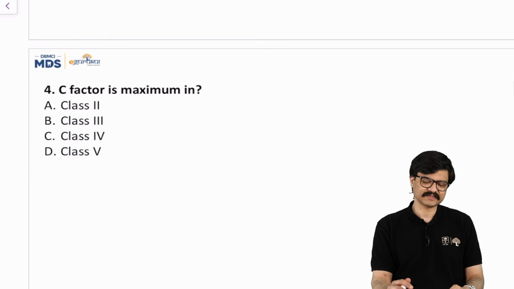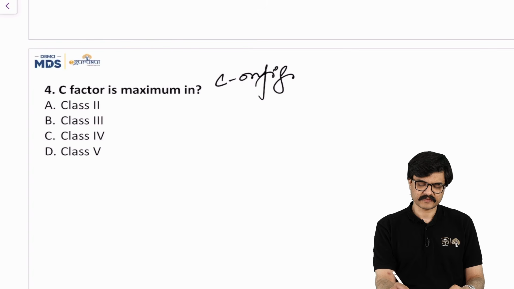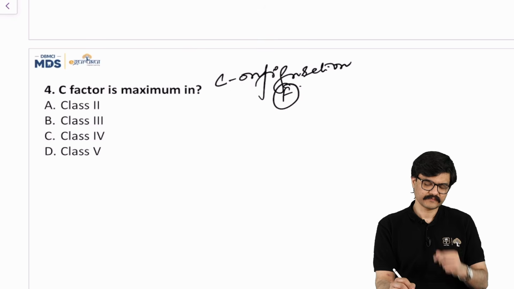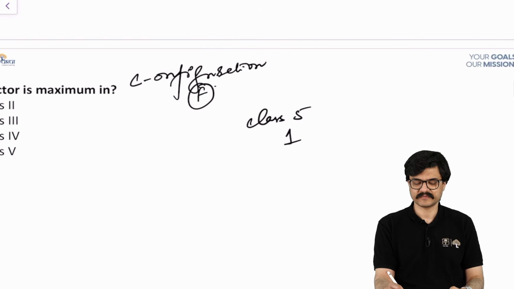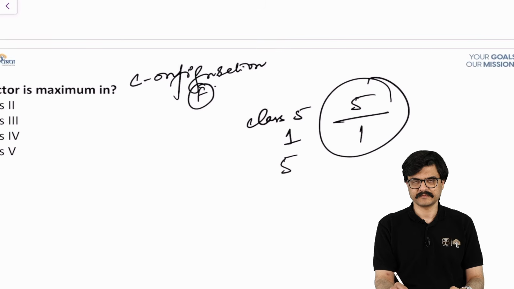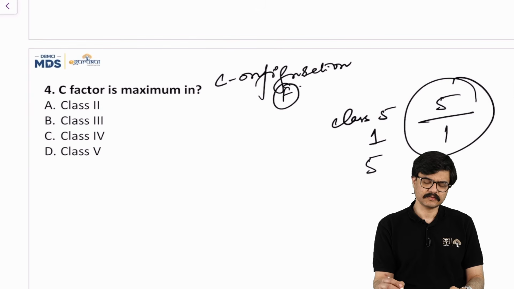C factor is maximum. So C factor is basically the configuration factor. So for class 5, right, and class 1, the number of bonded surfaces is 5, free surface is 1, okay? So C factor is 5, okay? Then the other important values.